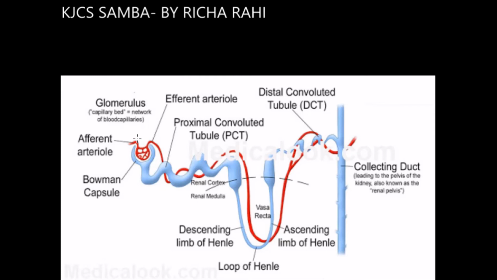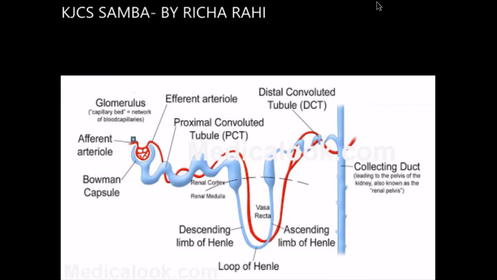And now we will see what functions they perform. So first of all, we will start with the Bowman capsule. The afferent arteriole will open into the Bowman capsule. Inside the Bowman capsule, this cup-shaped region is called the glomerulus. Here the artery is divided into fine capillaries, and it deals with the filtration of what? Filtration of water, salts, glucose, vitamins, and a small amount of urea. So filtration is done inside the Bowman's capsule and the glomerulus.